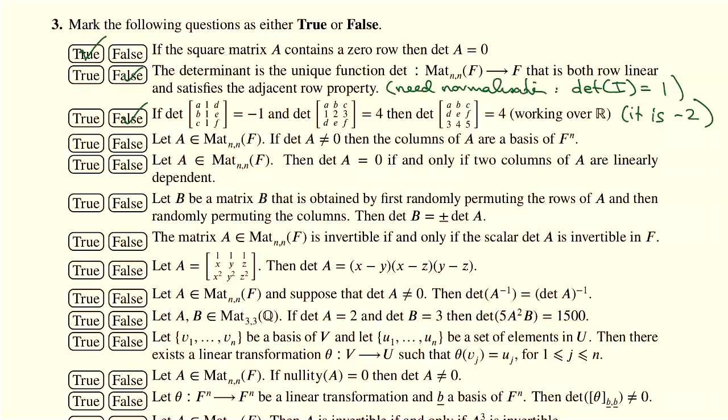If determinant of A is not 0, then the columns of A are a basis of Fn. There's no linear dependence between the rows. Is it true? It is indeed true. They're linearly independent, and it's an n-by-n matrix, so they span Fn.